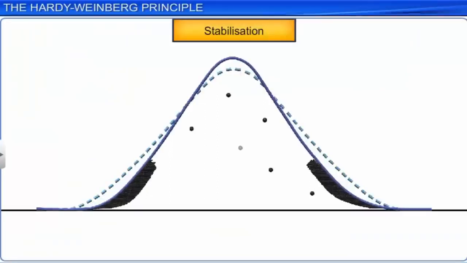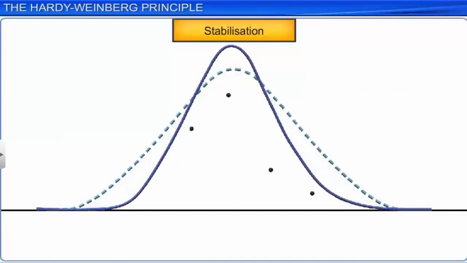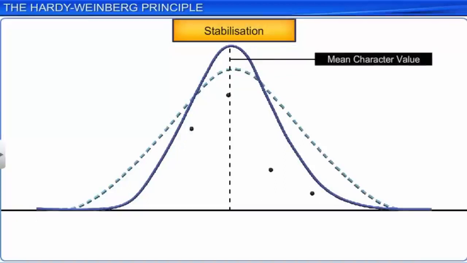Notice that in stabilization, the extreme ends of the distribution are removed and everything moves closer to the middle. In other words, more individuals acquire the mean character value, which represents the highest number of the population with a particular trait.